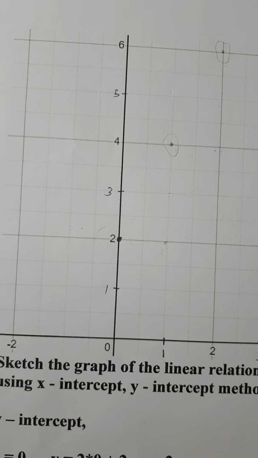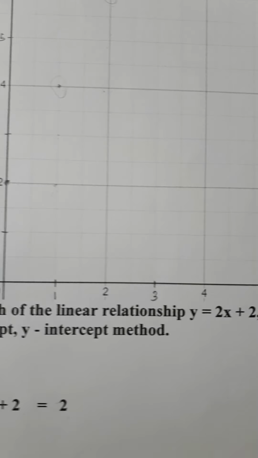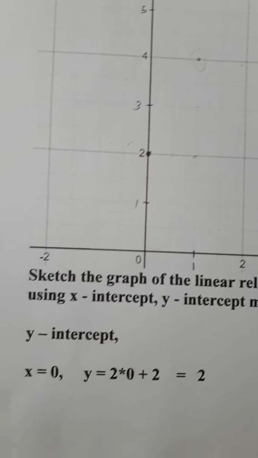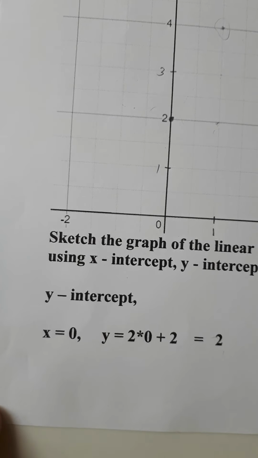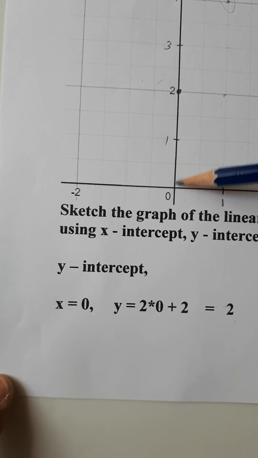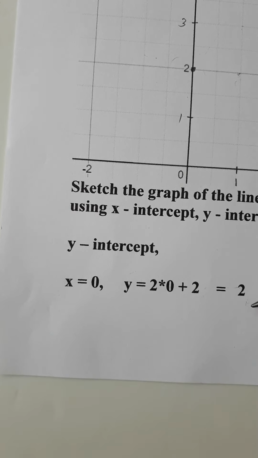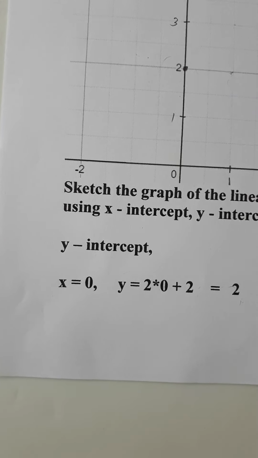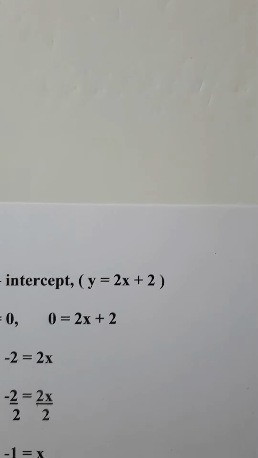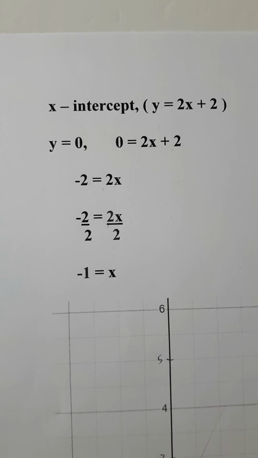Last question in this whole introduction is this one. Sketch this graph by using the x-intercept, y-intercept method. Again, the y-intercept happens when x value is 0. So make x equals 0, y is 2. So we already know the y-intercept. What about the x-intercept? The x-intercept happens when the y value is 0.